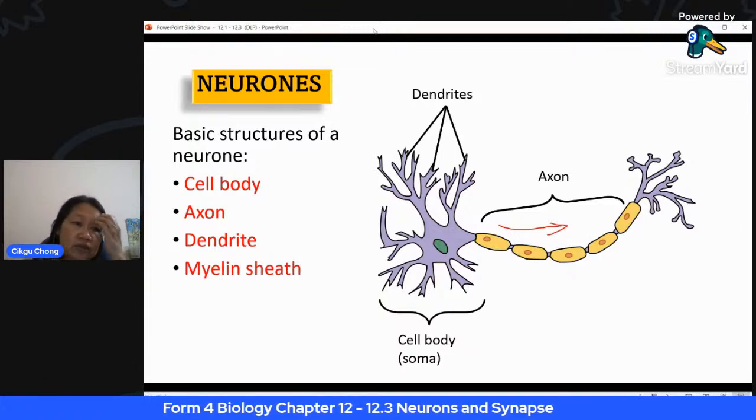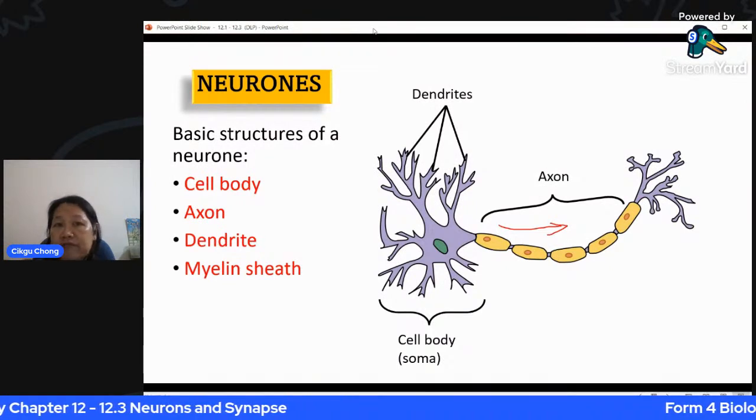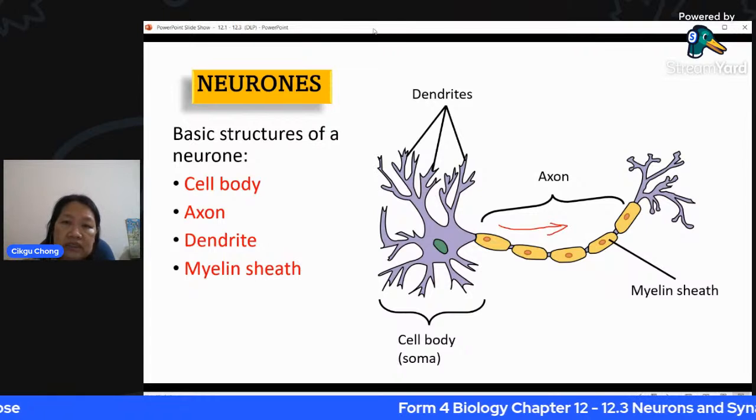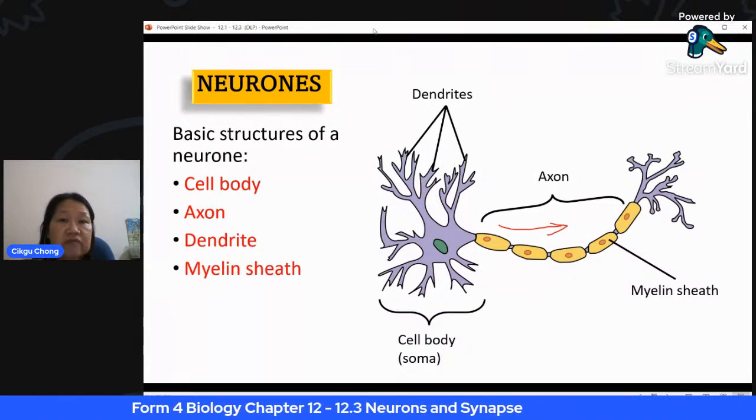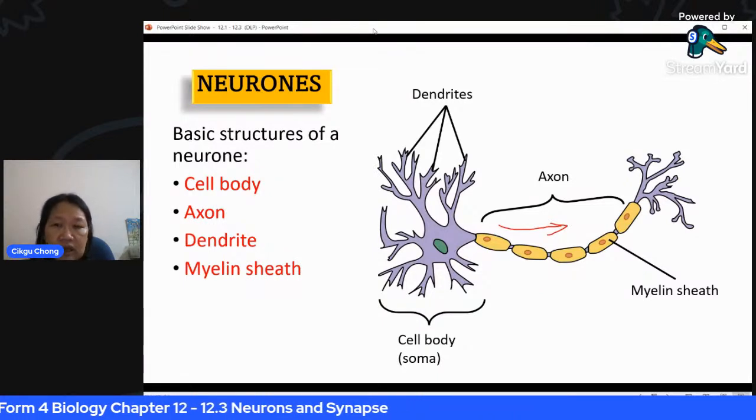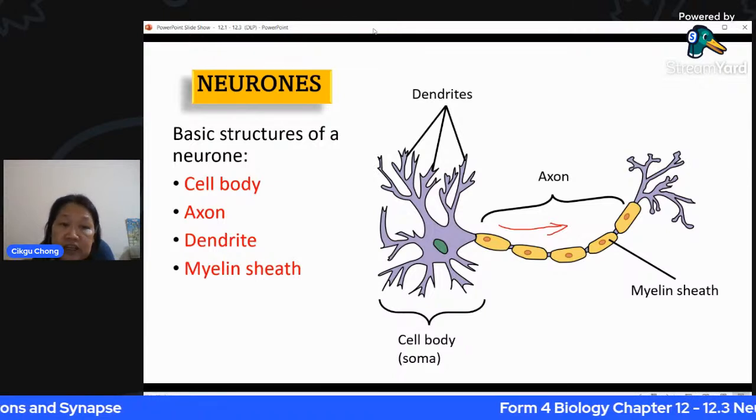And then you have the myelin sheath. Myelin sheath is actually a type of fat. It's a lipid that is found on the axon. It envelops the axon, it covers the axon. So they are called myelin sheath. It is a type of fat, and it serves a function. I'll show you the function later.